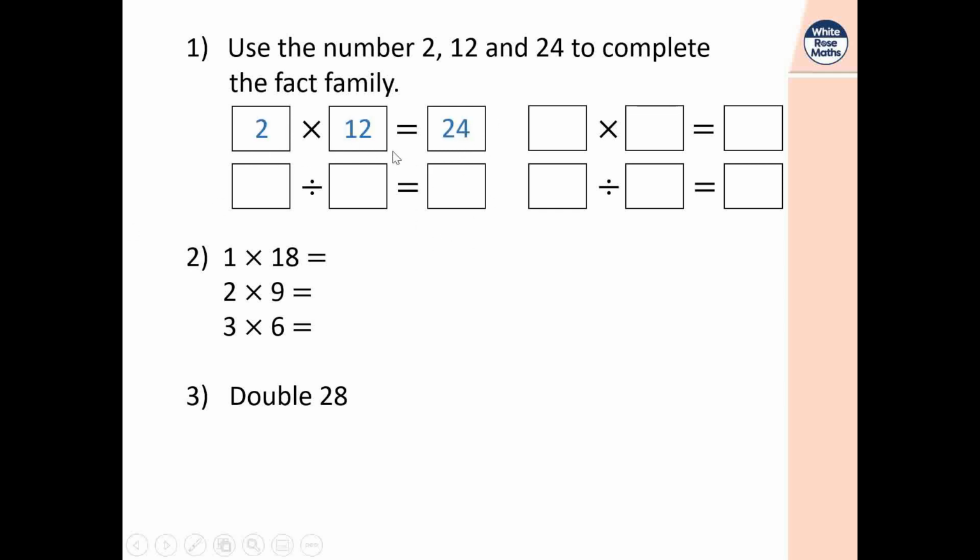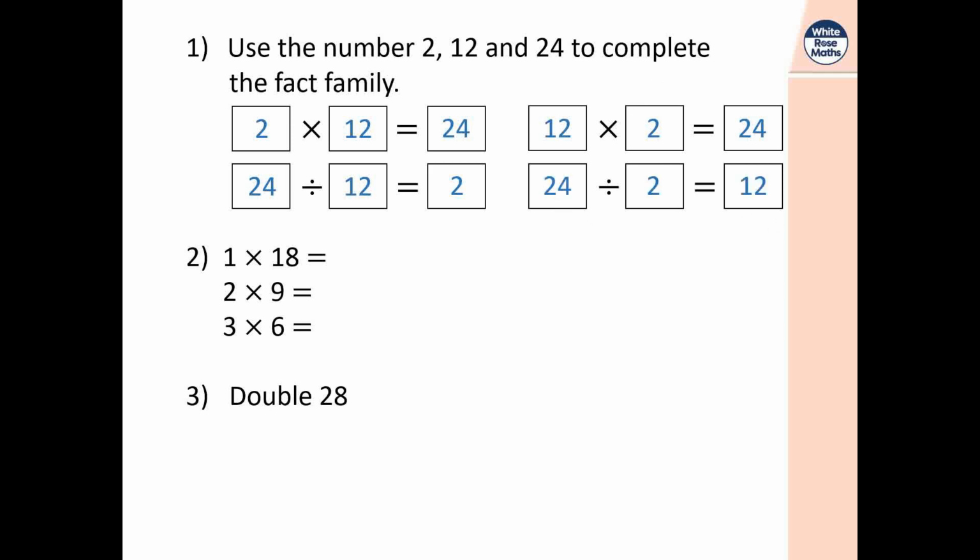Okay, now we've done 2 times 12 equals 24. What can we change here then? Exactly, 12 times 2 equals 24. Now we have a division, and unlike the multiplication, the larger number needs to start the equation. So in this case, the larger number should start here. What would be the equation here? Good. And if 24 divided by 12 equals 2, what could we have here? 24 divided by 2 equals 12.